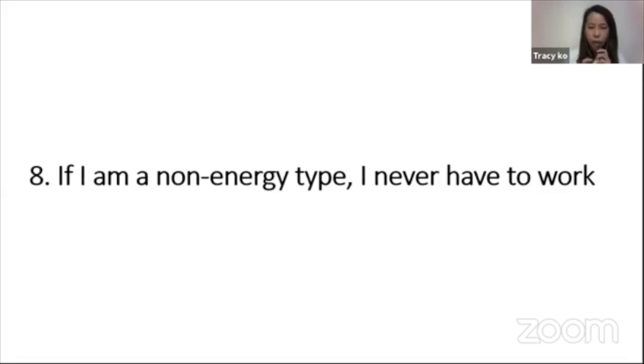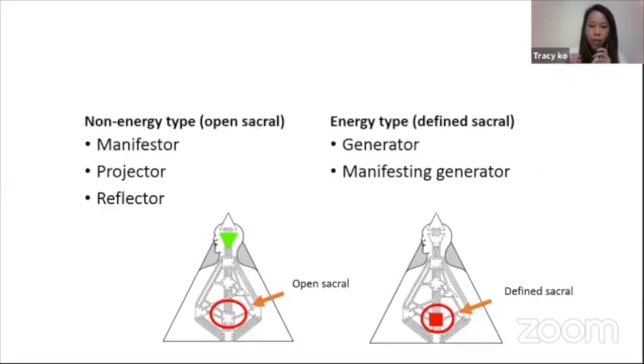Misconception number 8. If I am a lone energy type, I never have to work. So in human design, we have the energy types and the lone energy types. Energy types are people who have their sacral defined. So they are our generators and manifesting generators. And lone energy types are people who have their sacral open. So they are our manifestors, our projectors, and our reflectors.